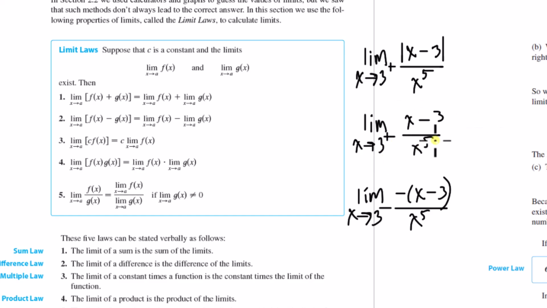You just plug 3 in. 3 minus 3 is 0, divided by 3 to the 5th is 0. This would also be 0.